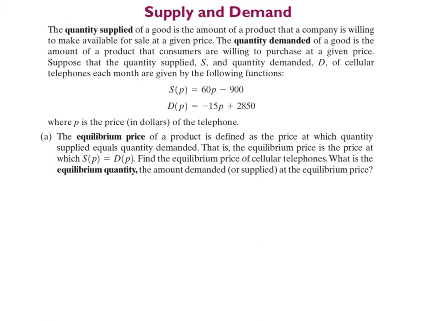So let's say that the quantity supplied S of P and the quantity demanded D of P of cellular telephones, cell phones, y'all, each month are given by the following functions, where P is the price in dollars of the telephone. The first thing that we are asked to find is the equilibrium price, which is where the quantity supplied, our S of P, is equal to the quantity demanded, our D of P. So we're going to find the P, or the price in dollars of the telephone, and then we will use that to find the equilibrium quantity, which is the amount demanded or supplied at the equilibrium price.